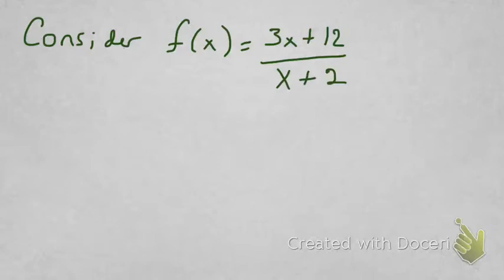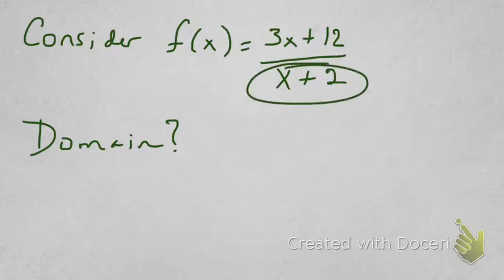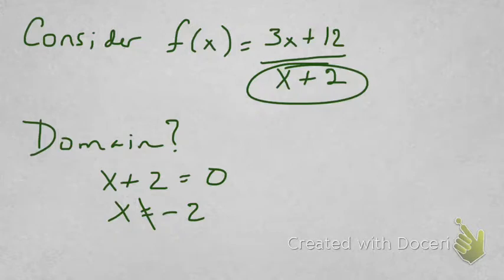Consider this function. It's a rational function. What is the domain? Well, you know you can't divide by 0, so we would take that denominator, set it equal to 0, and solve for the value of x that is restricted. We would find that -2 is the only number restricted from the domain. So your domain is all real numbers, not -2.